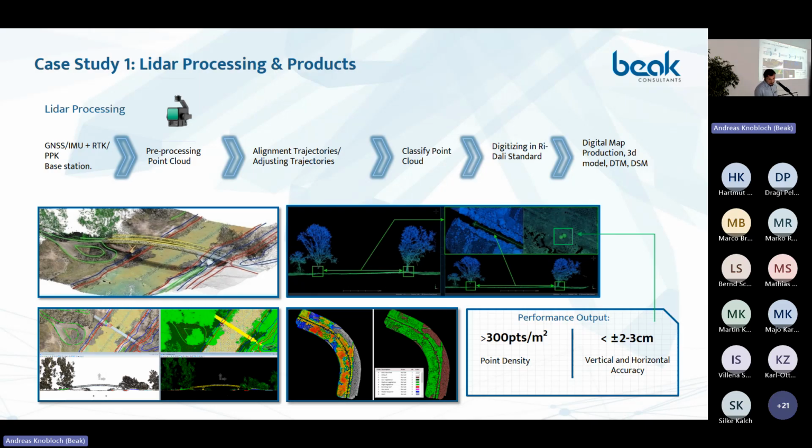So we achieved in this project 300 points per square meter. That is a quite dense point cloud, let's say. At the end, we delivered 8 points per square meter because otherwise nobody can open it. If it's more than 300 points, you cannot work with it anymore. And we managed to achieve a vertical and horizontal accuracy of 2 to 3 centimeters. The client was asking for 5, so this is a good point for us.